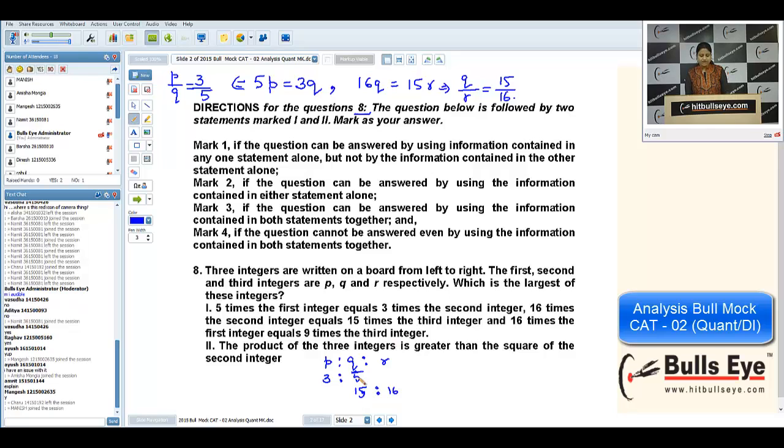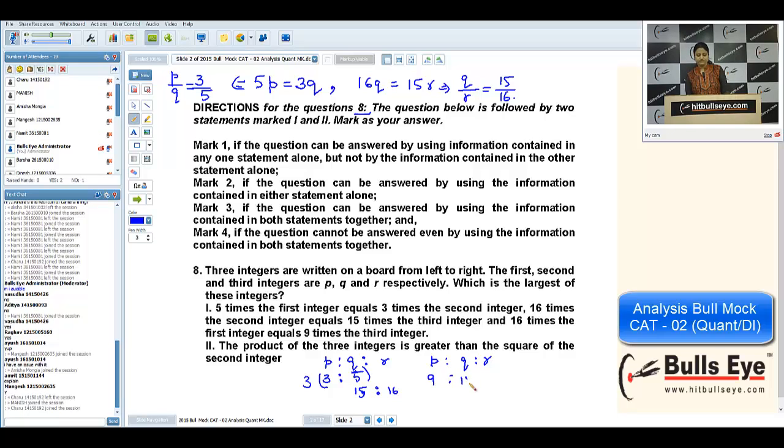Now at one place Q is 5, at another place Q is 15. So I'm multiplying the first ratio by 3 to make Q equal. So its joint ratio will be 9 is to 15 is to 16. Any ratio can be multiplied by any number or can be divided by any number without changing the ratio. We cannot add up any number or subtract any number from ratio, but we can multiply or divide any number. So P is to Q is to R, they are 9, 15 and 16 comparison wise.